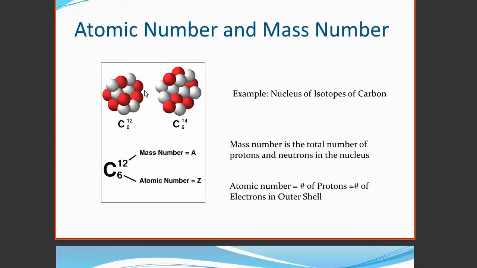Counting up the total number of nucleons within the nucleus gives us what is known as the atomic mass of the atom, and this is known as the mass number, given the symbol A.